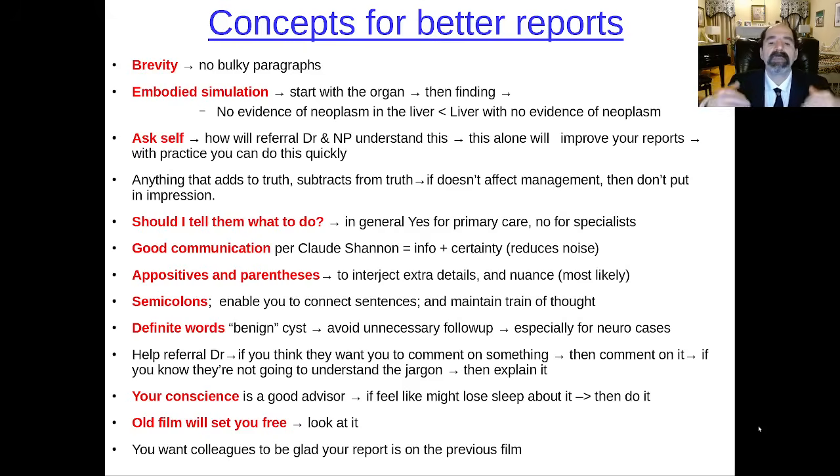You don't want to have to repeat the subject and make a completely new sentence. So semicolon means two sentences are connected. Okay, the next thing is use definite words. When you're looking at a kidney cyst, if it's benign, say it's benign. Don't say simple cyst. Even though the radiologist knows that simple cyst means benign cyst, the internist does not. And if you say simple cyst, that patient might be stuck getting followed up for 5 years. Call it a benign cyst for everybody's sake.